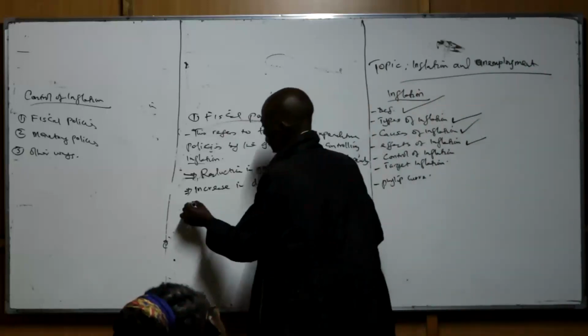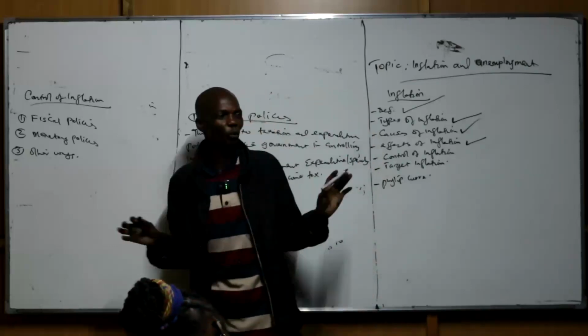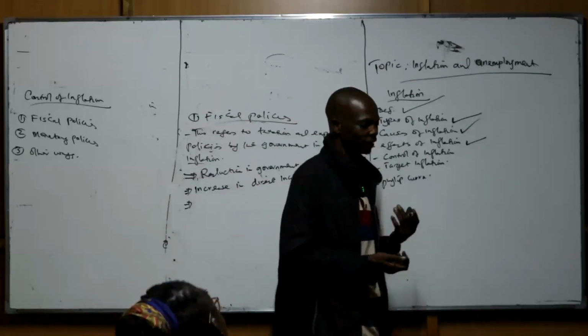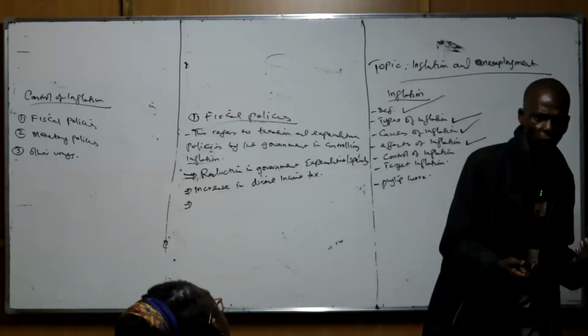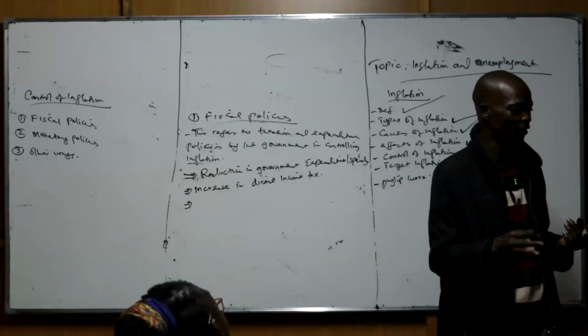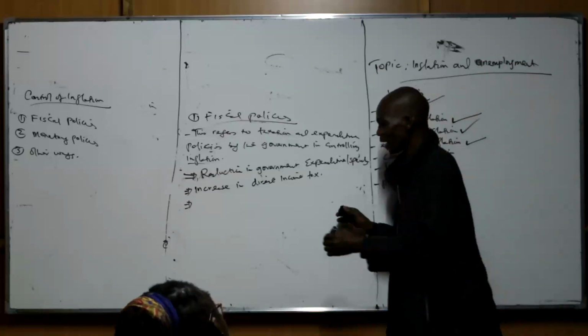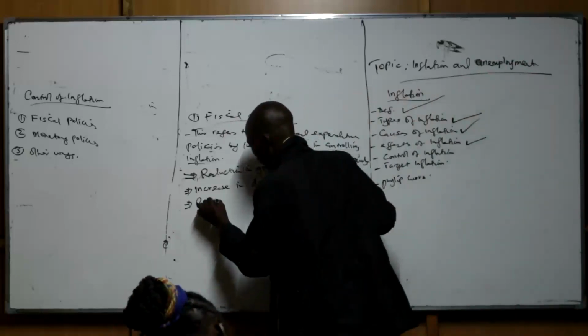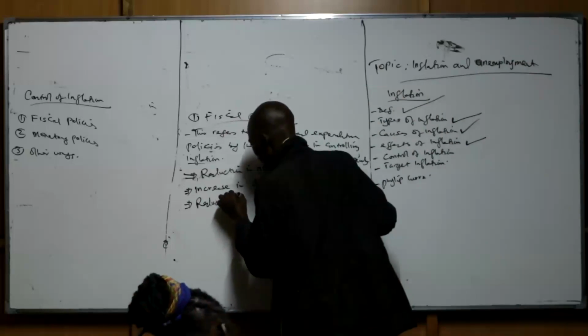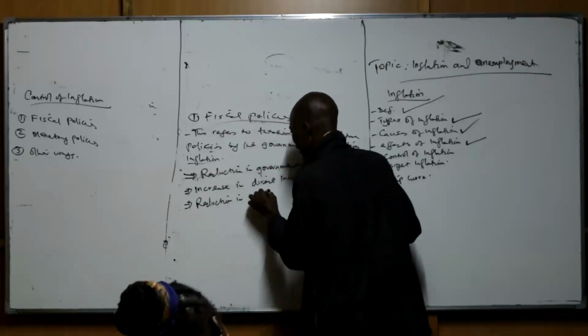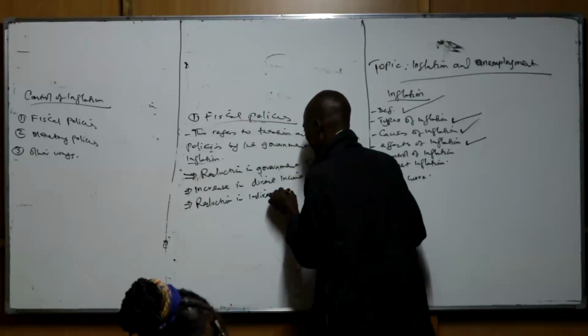Again, we are talking about cost push. And for cost push, we talk about indirect taxes like VAT. You can reduce it. When you reduce that VAT, for example 16%, it will not be there, and the price will be down. So a reduction in indirect taxes.